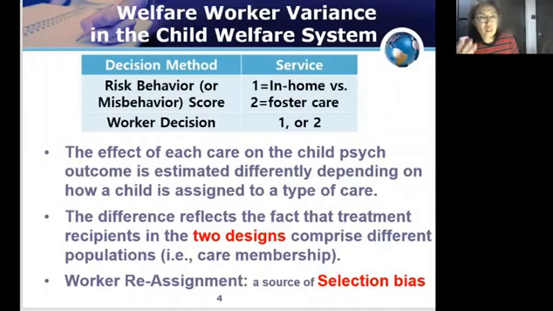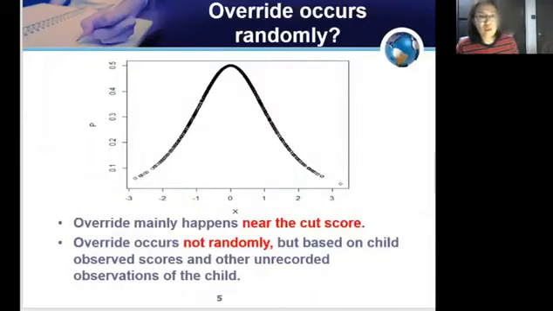But the kid is not just simply or randomly overridden to either care. There are certain kids who are more often overridden than others. For example, this is a model for the override function. Let's say this is the standardized risk score on the x-axis, and the central cut point is the threshold. So the good kids are assigned here and the bad kids are assigned here. Let's say the one who has a higher score is assigned to in-home care, and the other side is foster care.